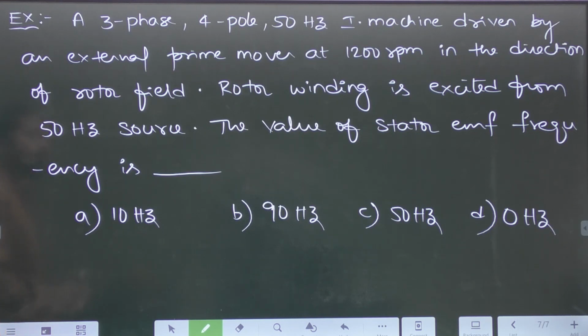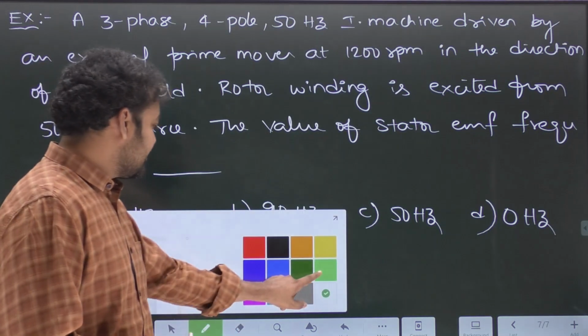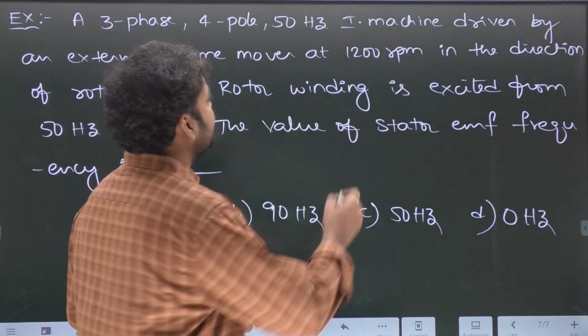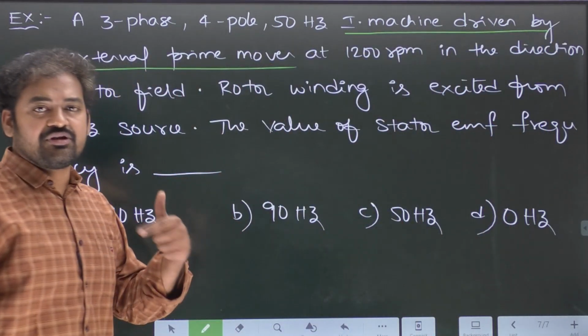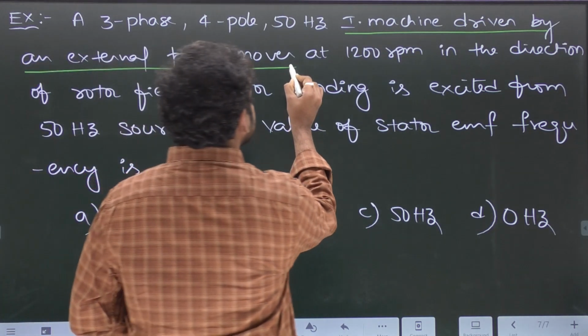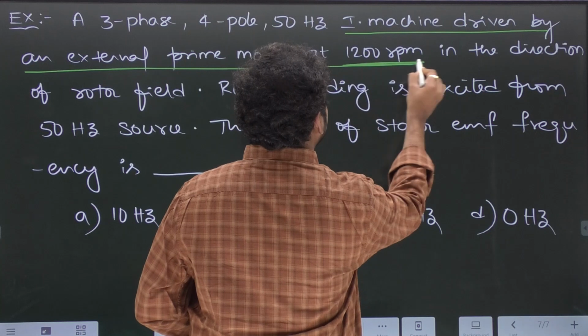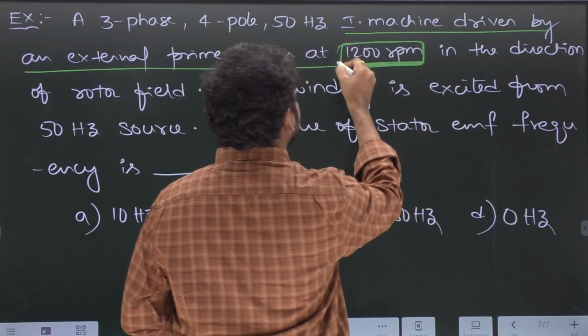A 3-phase 4-pole 50 Hz induction machine is driven by an external prime mover at 1200 rpm in the direction of rotor magnetic field. Rotor winding is excited from 50 Hz source. The value of stator EMF frequency is what? The key point to understand here is that the machine was not rotating on its own. An induction machine driven by an external prime mover at how much speed? 1200 rpm. So this 1200 rpm is nothing but rotor speed, nr.